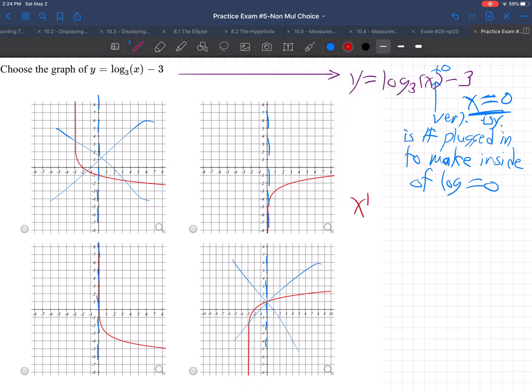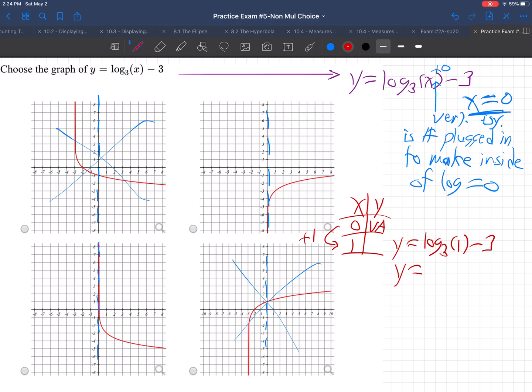All right, so what do we do after that? Then we start making a table of values. So I'm going to plug in, let's start again with the 0, that's the vertical asymptote, and then let's just go up by 1 from there. Add 1, we'll plug in 1. So y will equal the log base 3 of 1 minus 3.